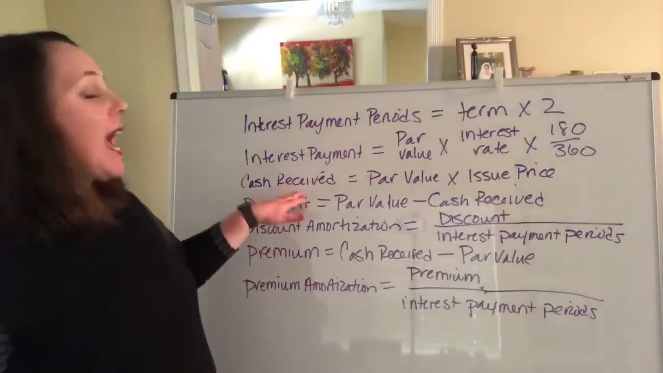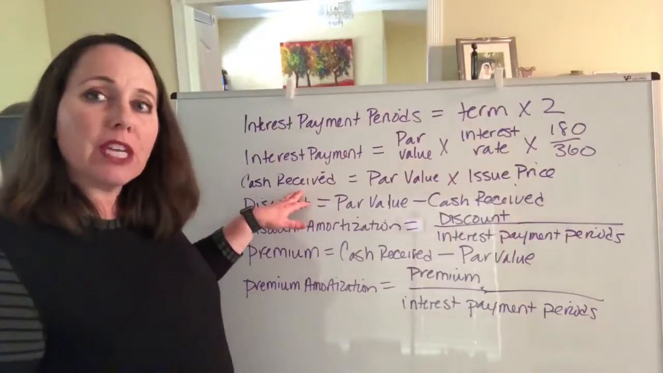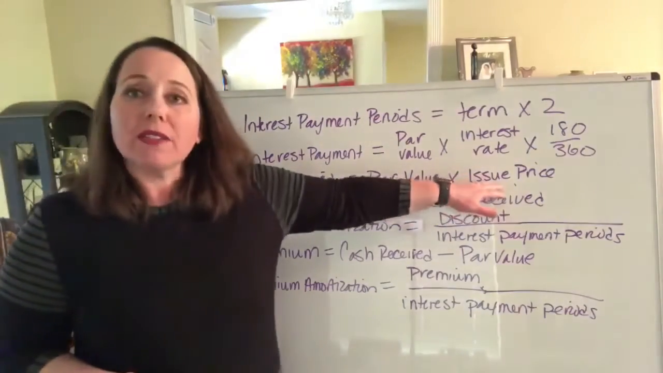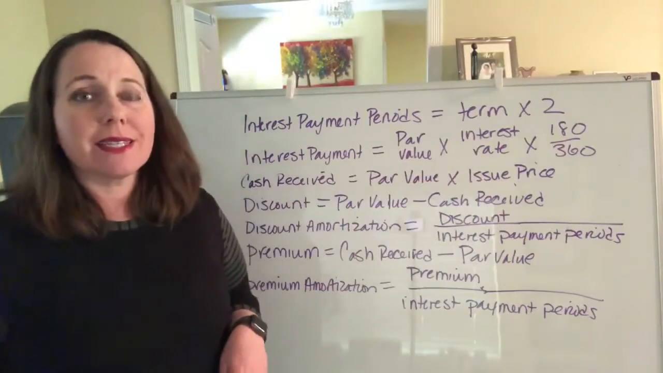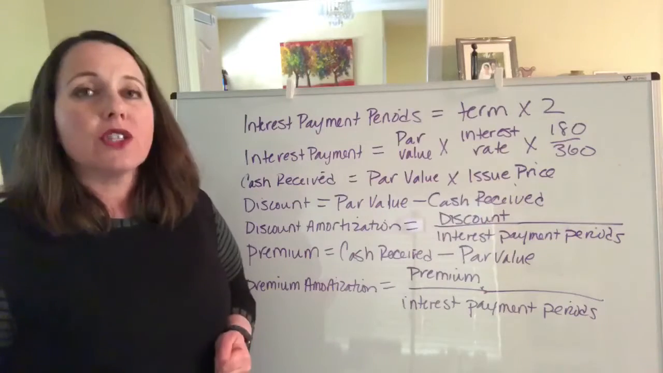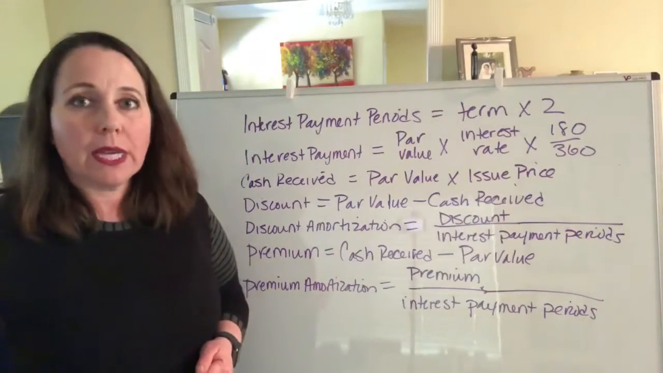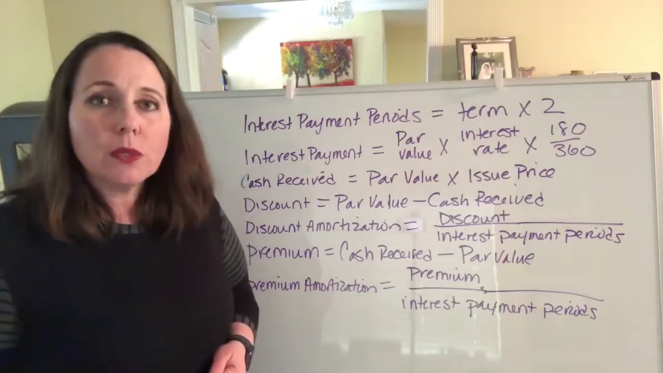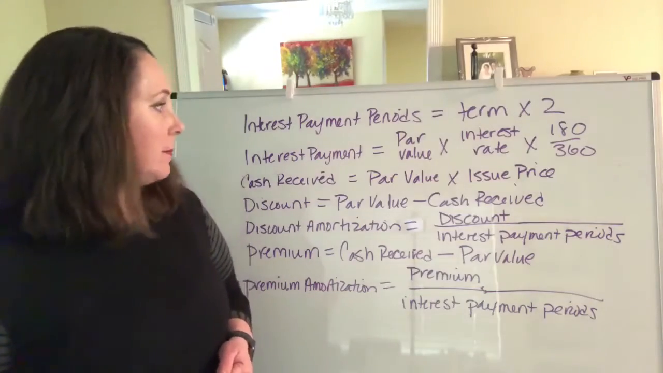Okay, the cash received, the cash we receive when we issue the bond, is going to be the par value times the issue price. Remember that issue price is expressed as a percentage, but it's not actually going to say percent on it. So if our issue price is 103, it's 103%. If it's 92, it's 92%.